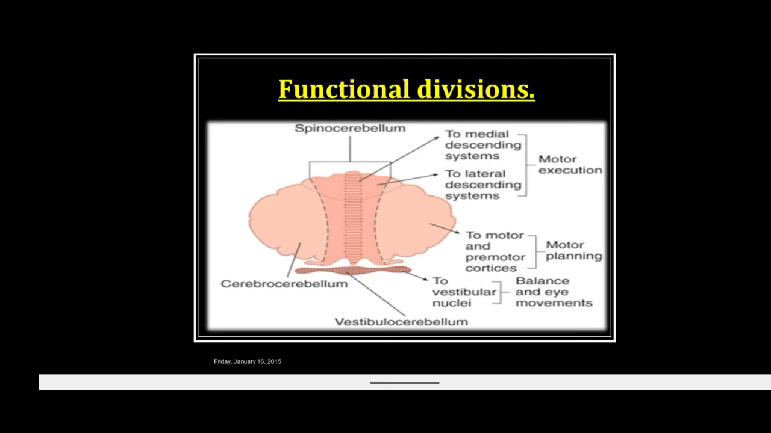Third comes the vestibulocerebellum. The vestibulocerebellum is formed mainly by the flocculonodular lobe, and it is connected to the vestibular nuclei in the medulla. As the name implies, its main functions are related to maintenance of equilibrium of the body and postural control. So these are the different divisions of the cerebellum depending upon their function, evolution and anatomy.